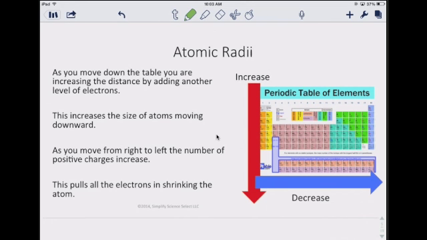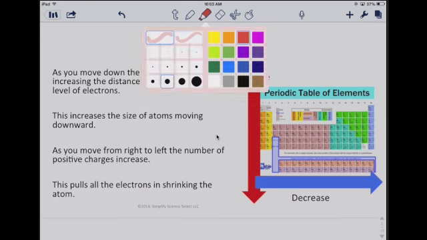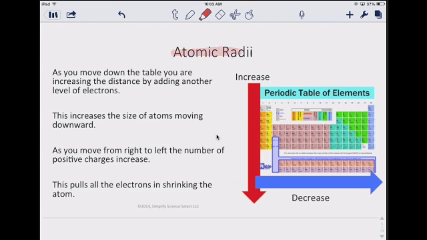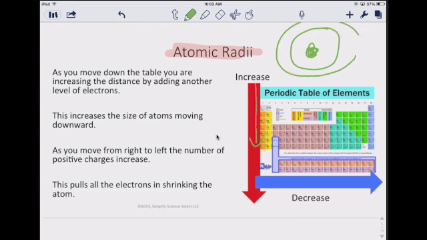Now, atomic radii, you can think of it, it's just the size of the atom. And what we look at, it says as you move down the table, you are increasing the distance by adding another level of electron. So you have your nucleus right here, and as we move down, we just keep on adding electron levels, energy levels, that increase the size of the atom. And as you increase the size of the atom, it just gets bigger because the energy level gets bigger.